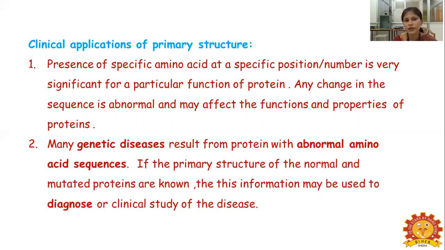So any change in the sequence will make an abnormality and may affect the functions and properties of this protein. Many genetic diseases result from proteins with abnormal amino acid sequences. If the primary structures of the normal and mutated proteins are known, this information may be used for diagnosis and for clinical study of the disease.